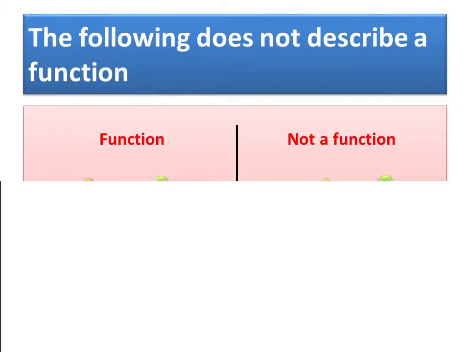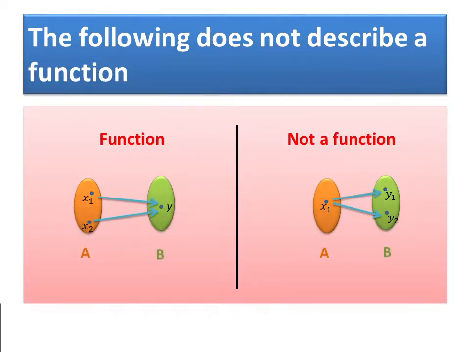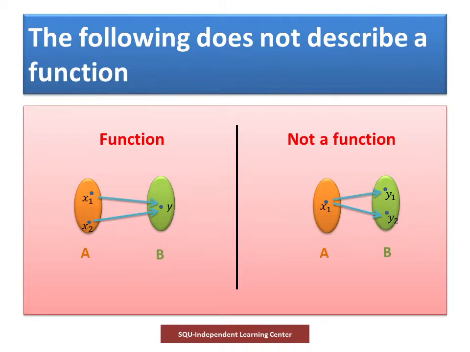In front of us, we see two examples. One describes a function, which is having element x1 and element x2 going to the same image, y. To the right side, we see that element x1 goes to two images, y1 and y2. So this does not describe a function.